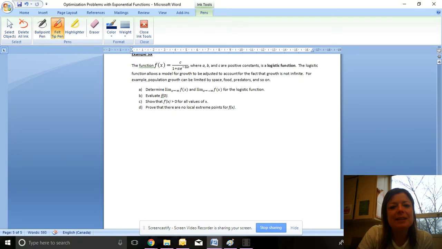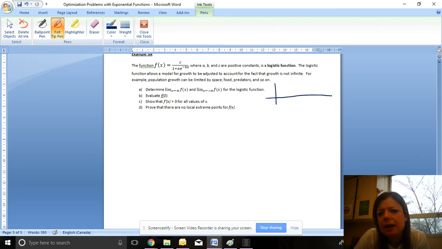Okay, this is a logistic function. So it allows a model for growth to be adjusted for the fact that growth is not infinite. For example, population growth can be limited by space, food, predators, and so on. So if you remember at the very end of advanced functions, we talked about this.